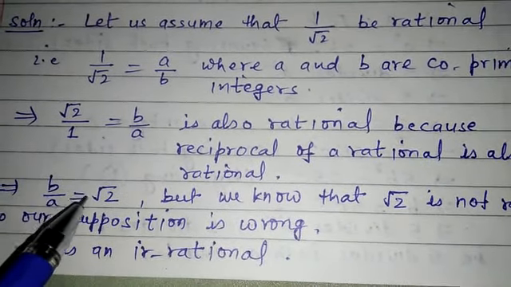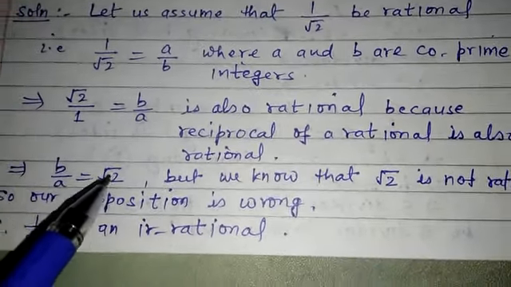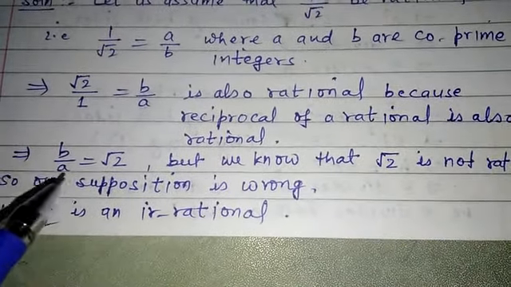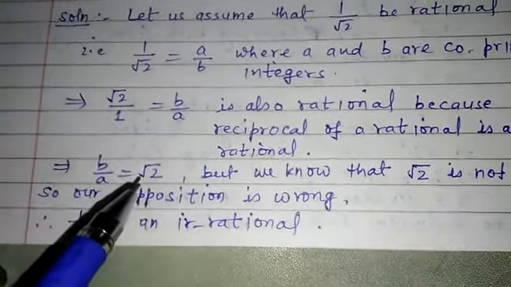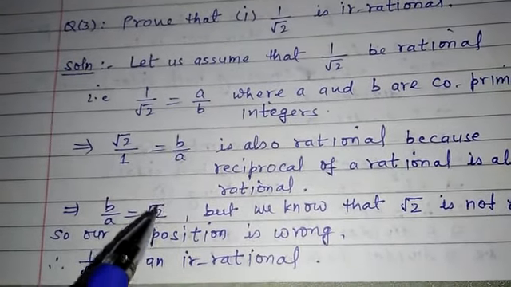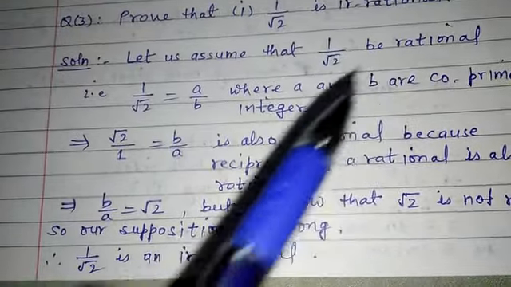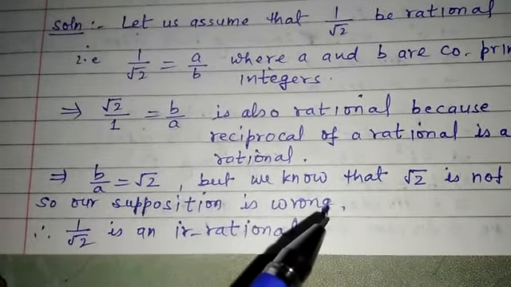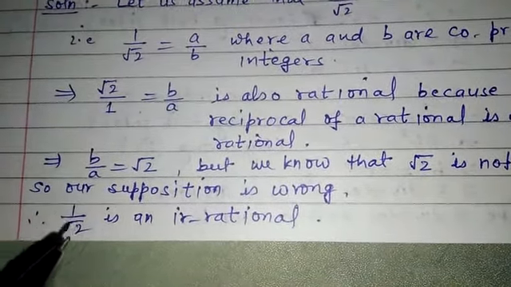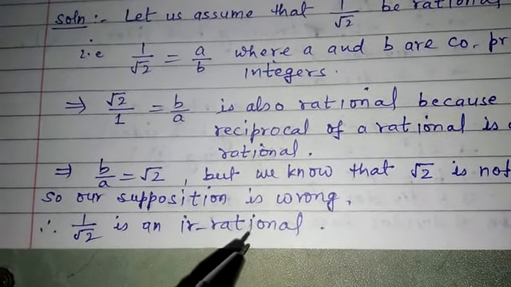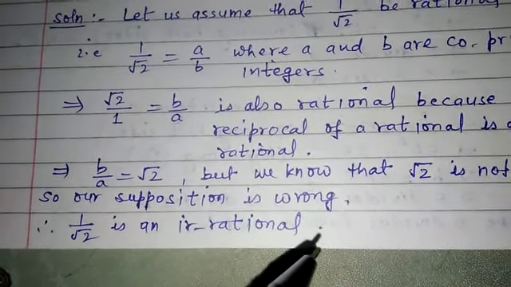A rational number cannot be equal to an irrational number, so it is not possible. So our supposition is a contradiction. So our supposition is wrong. Here we have supposed 1 by root 2 is a rational number, so this supposition is wrong, and that is why 1 by root 2 is not a rational number, that is, it is an irrational number.